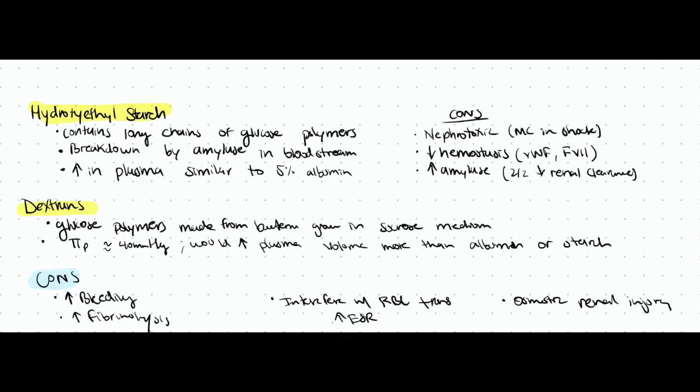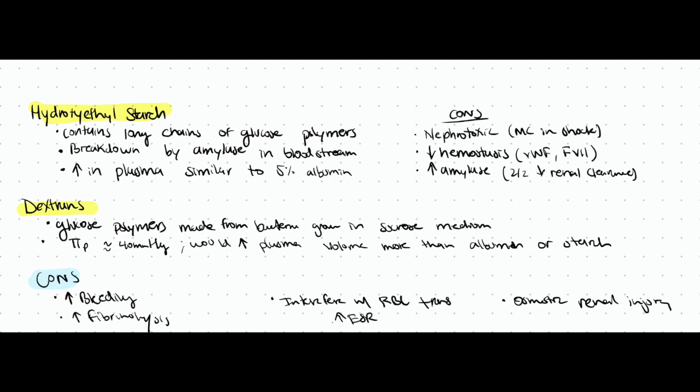Just for completion's sake, I want to talk about hydroxyethyl starch and dextran solutions, which are two other types of colloid solutions. Okay, so hydroxyethyl starch contains long chains of glucose polymers, and dextrans contain glucose polymers, but they're just made from bacterium that's grown in sucrose medium. Hydroxyethyl starch is metabolized by amylase in the blood. Both of these increase the oncotic pressure, they increase the plasma volume, similar to that of plasma, but they suck.